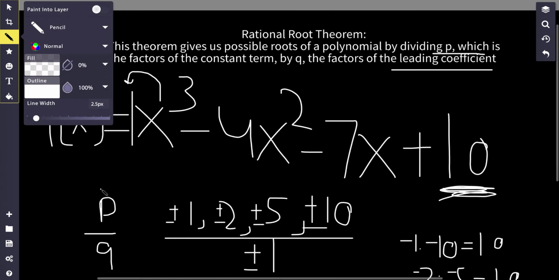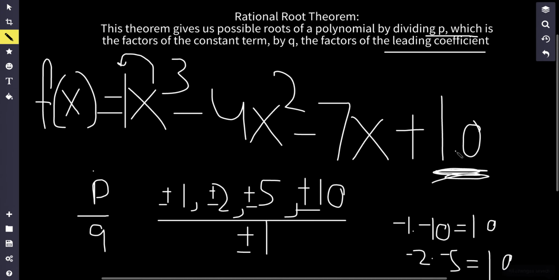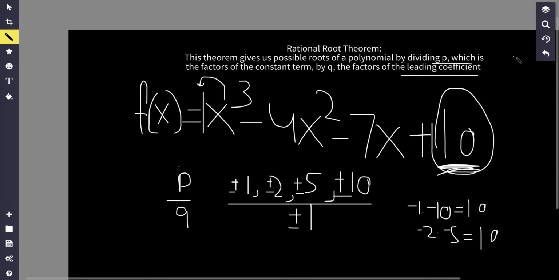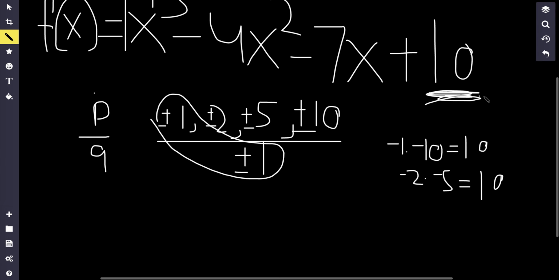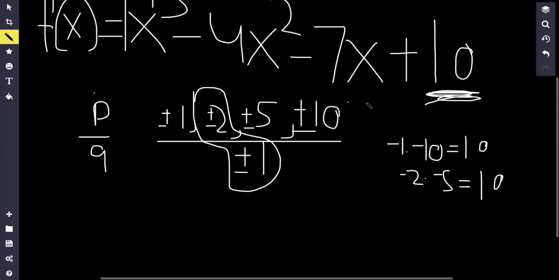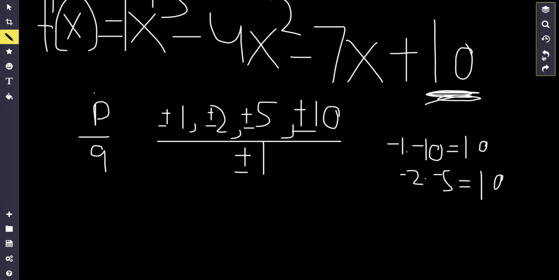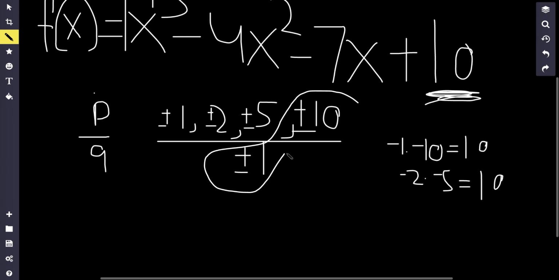Sorry about that. So you're going to divide the factors of the last term by the factors of the first leading coefficient, right? So we can have plus or minus 1 divided by plus or minus 1, or plus or minus 2 divided by plus or minus 1, or plus or minus 5 divided by plus or minus 1, or plus or minus 10 divided by plus or minus 1.